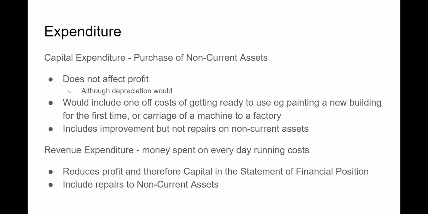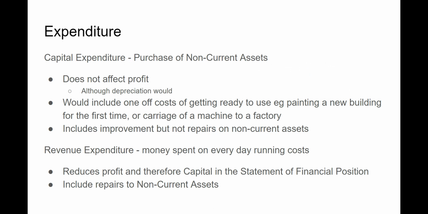It would include any one-off costs of getting an asset ready for use. So, for example, painting a new building is part of the cost of getting it ready for use, and therefore that should be included as part of the cost of that building. Also, things like carriage of some machinery that you bought to a factory, or the installation costs, even if done by your own workers, are part of the costs of getting that machinery ready to use by the business and are included in the capital expenditure.